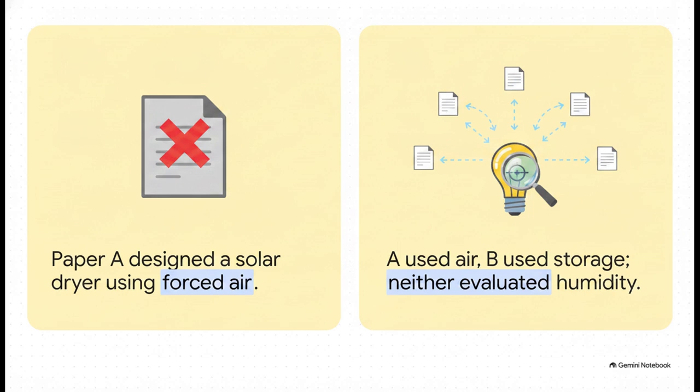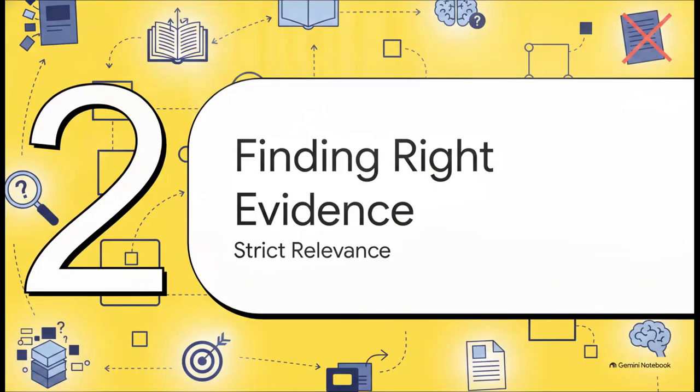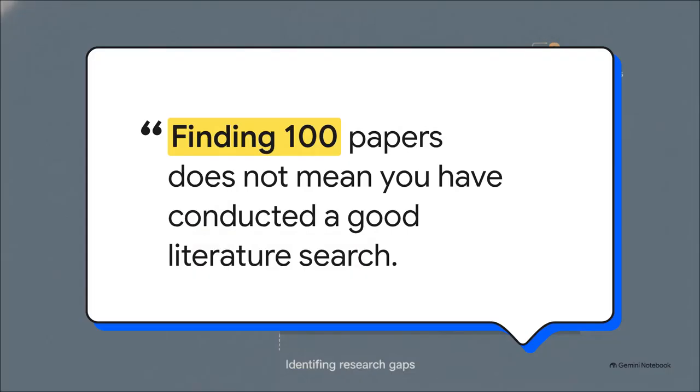Do you see the huge difference there? Synthesis actively compares multiple approaches and instantly identifies a gap in real-world application. It naturally begs the question, what happens when it rains? And you know what? That is exactly where your engineering work begins. Section 2. Finding the right evidence. Now that we know what a review actually is, let's talk about the mechanics of finding your research.